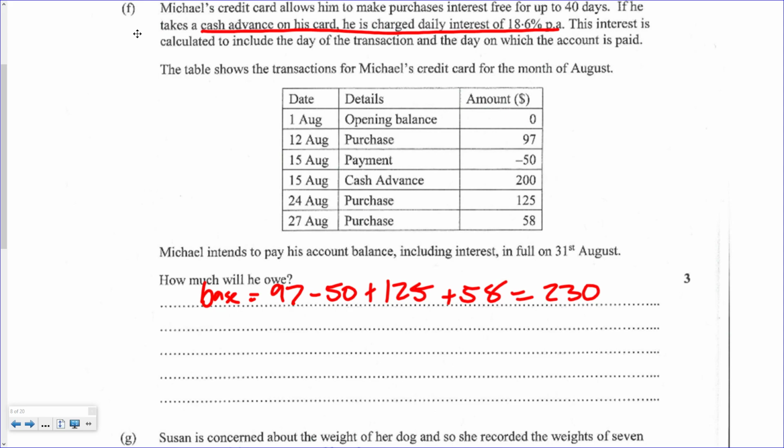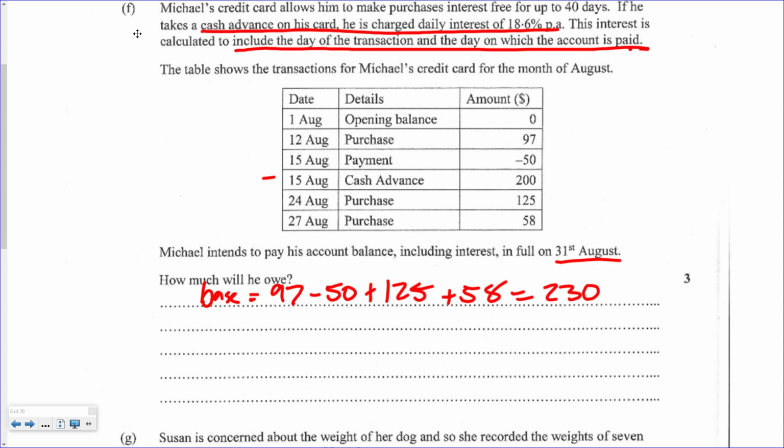Now, what you can't do is just add that other $200, and then that's it, because we haven't accounted for the interest. But what I also noticed people doing is they added that $200 and then calculated the interest on the whole $430, which is not what you want to do. Like I said, only the cash advance is impacted by interest. So we see that the cash advance was done on the 15th of August, and we paid it off on the 31st of August.